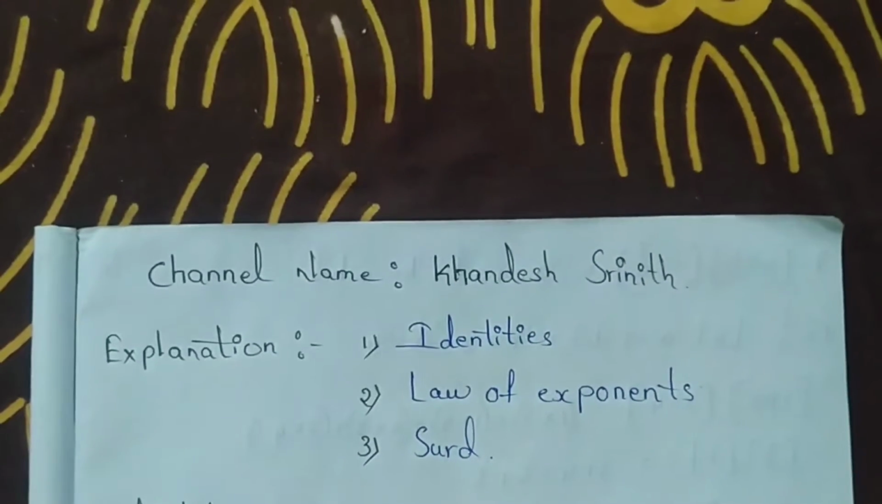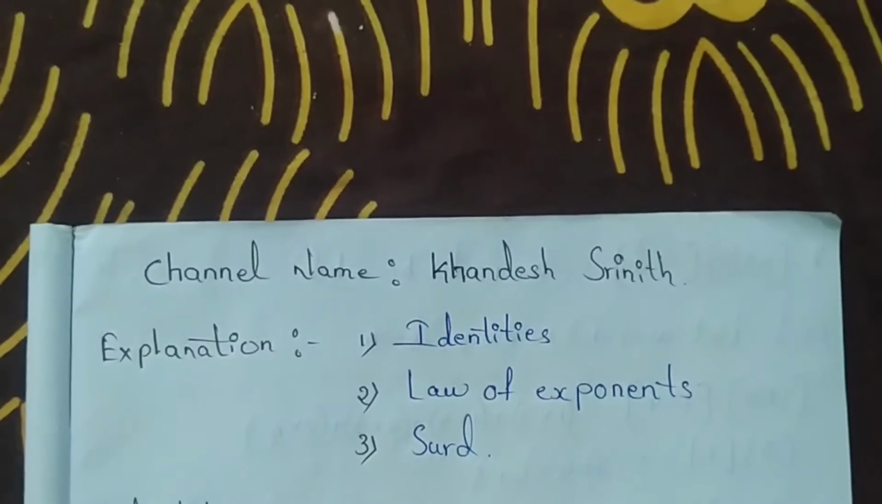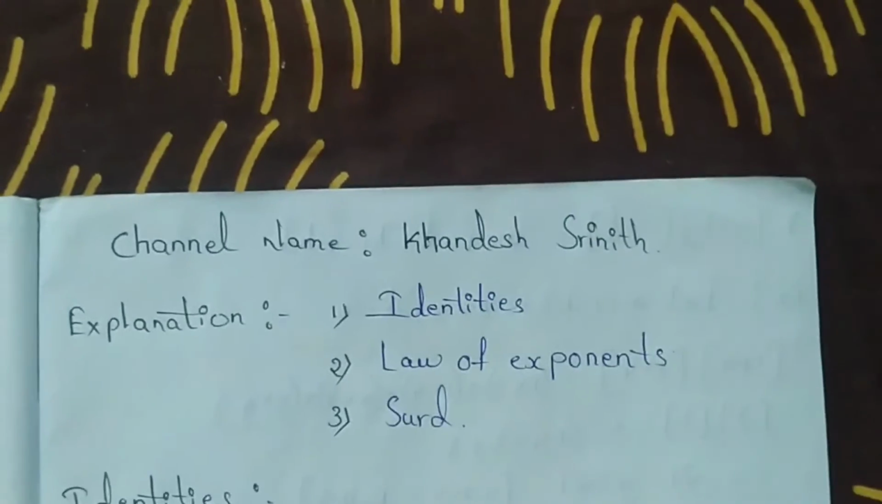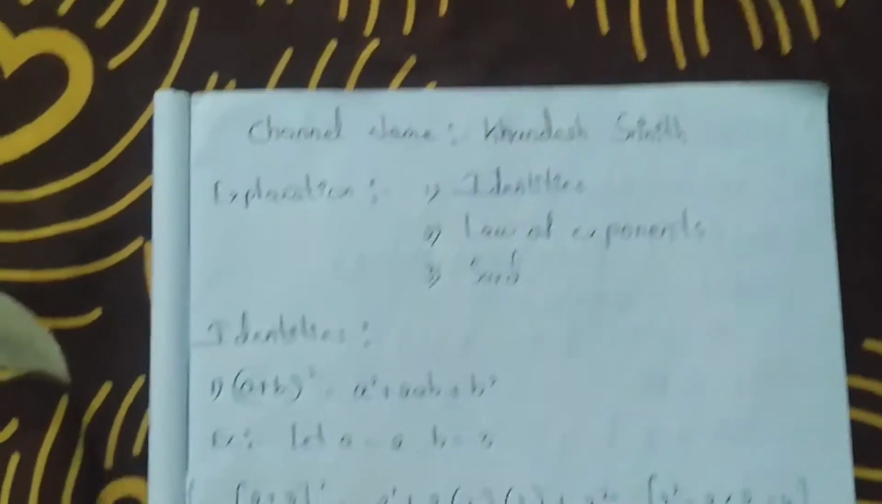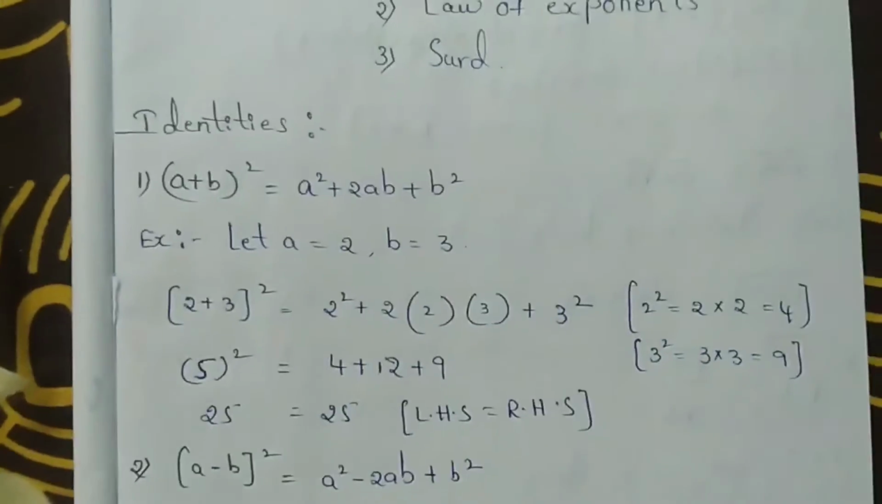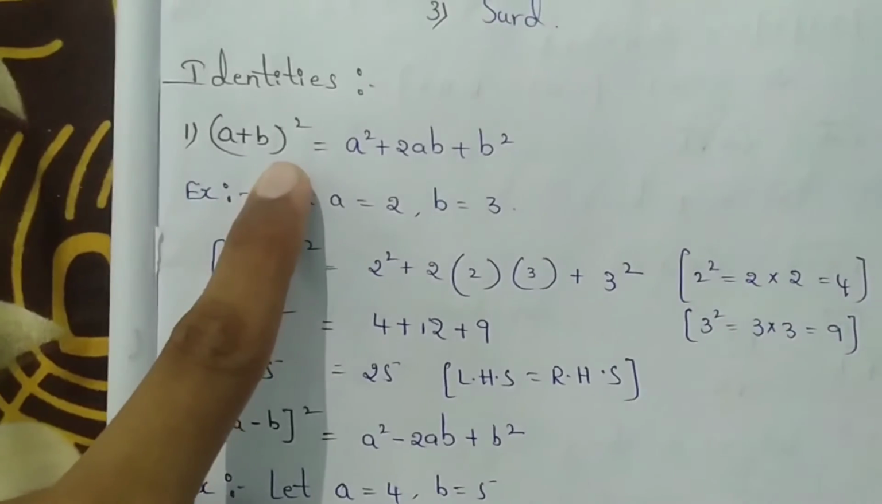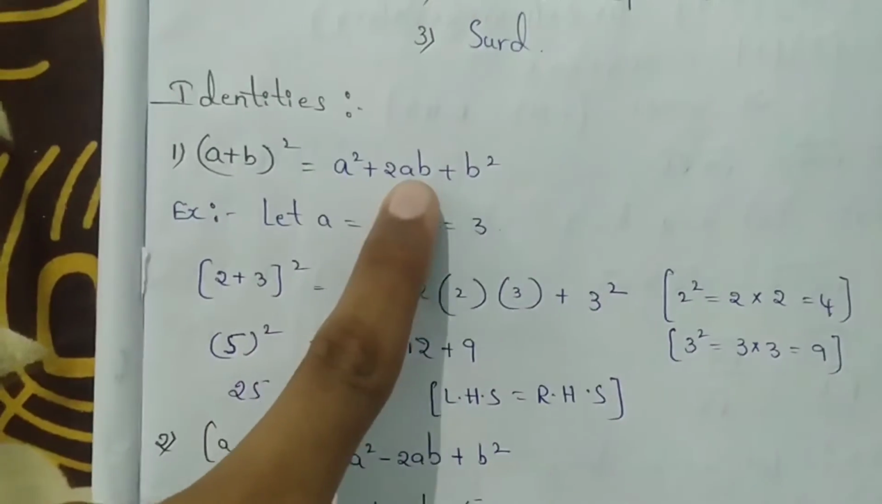In this session I am going to discuss what identities are, the laws of exponents, and what a surd is. First, identities. The first identity: (a + b)² = a² + 2ab + b².